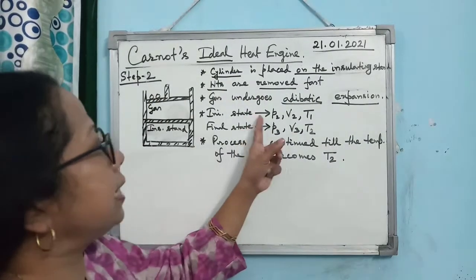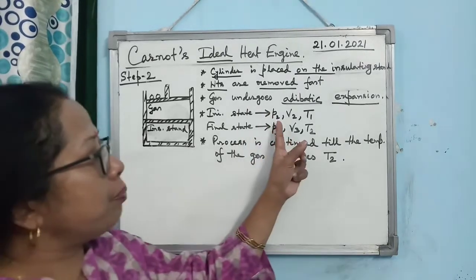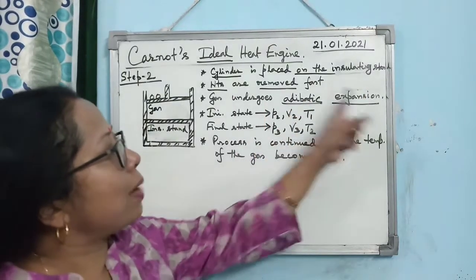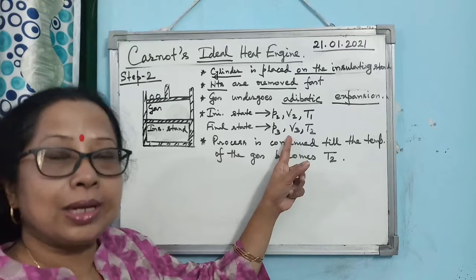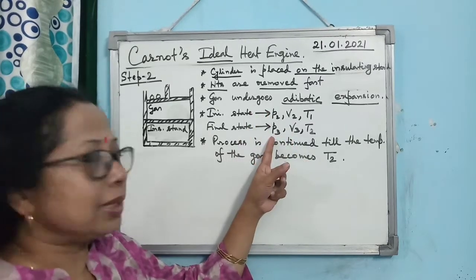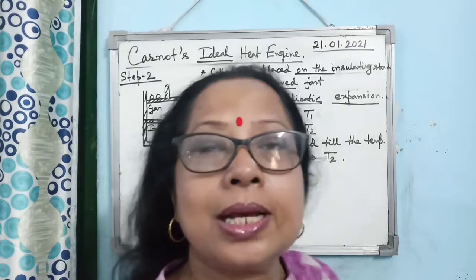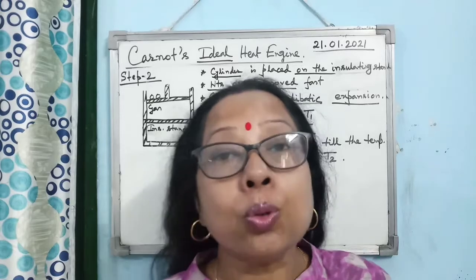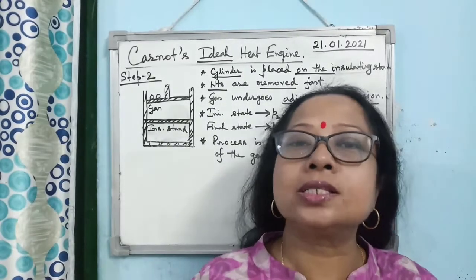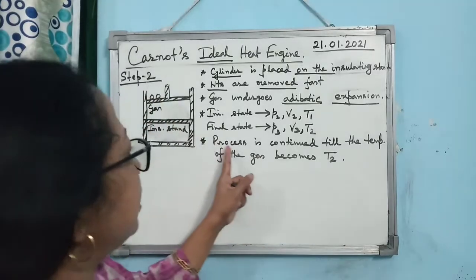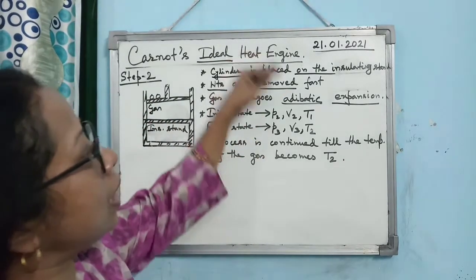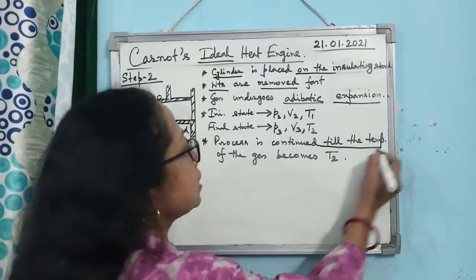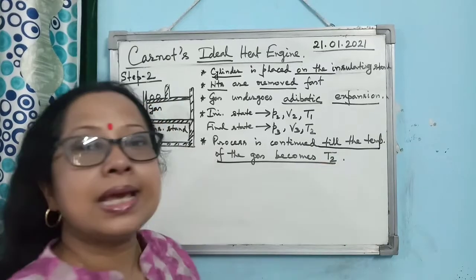So if you consider the initial state of the gas, it was pressure P2, volume V2, temperature T1. Then as it is undergoing expansion, the volume will increase to V3, pressure will decrease to P3. Now the question is, during adiabatic expansion, what will happen to the temperature of the gas? You know that adiabatic expansion causes cooling. So the temperature of the gas will start decreasing. That's why I have written here that this removal of weight takes place till the temperature of the gas becomes equal to the temperature of the sink T2.